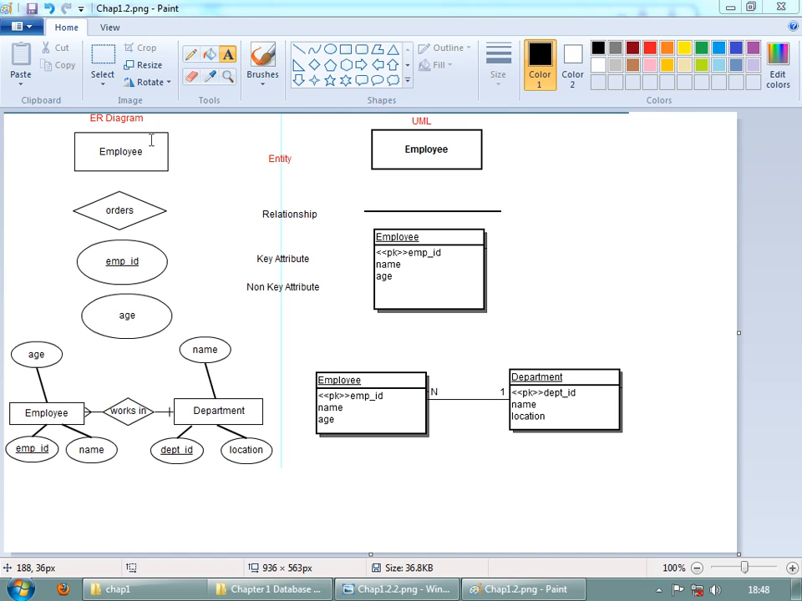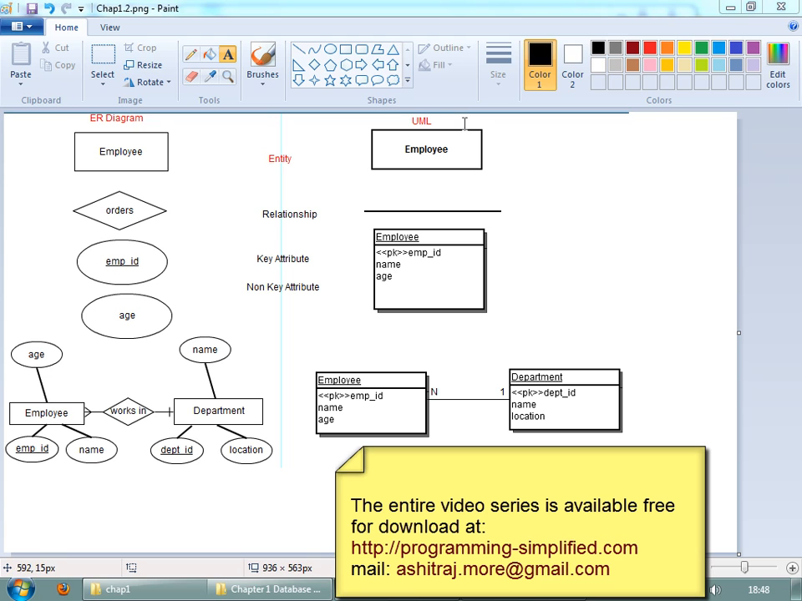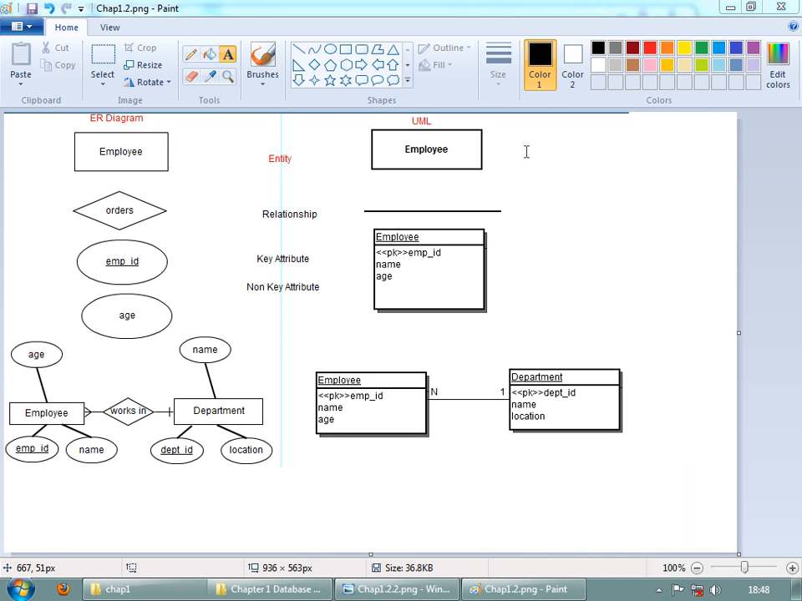Now there are two popular notations for depicting your database models. The first one is ER diagram, the second one is UML. Now both in ER diagram and UML, an entity is shown using a rectangular box. A relationship in ER diagram is denoted using a diamond notation, whereas in UML it's denoted by a line.